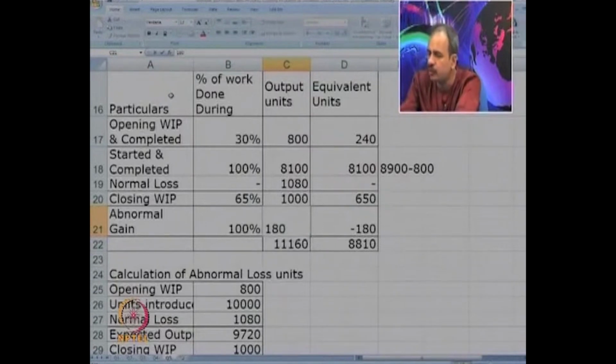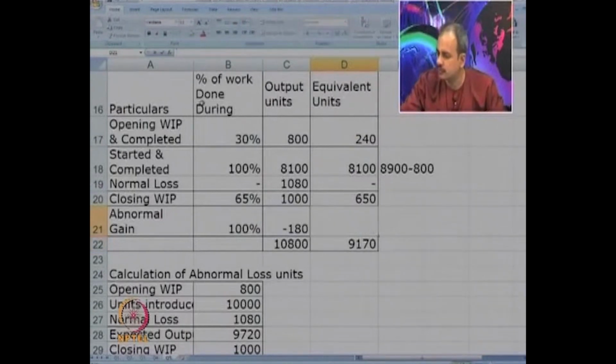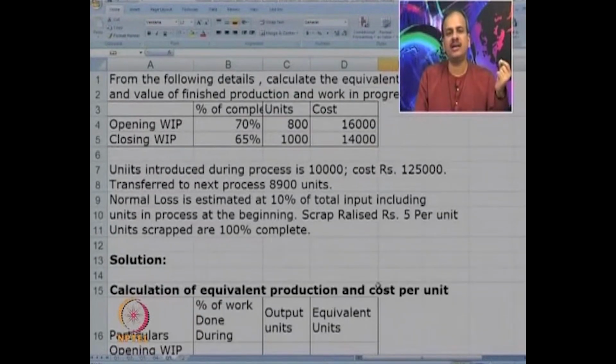This will be easier, I think, for you to understand, to simply take abnormal gain as a negative figure because there is no loss, actually we have gained. So total output is 10,800 but equivalent output is 9720. Now I think it's more correct. So equivalent output is 8810. Are you getting me? So this is the concept of abnormal loss and gain, which is now with equivalent production. So partly finished goods also we have accounted for.